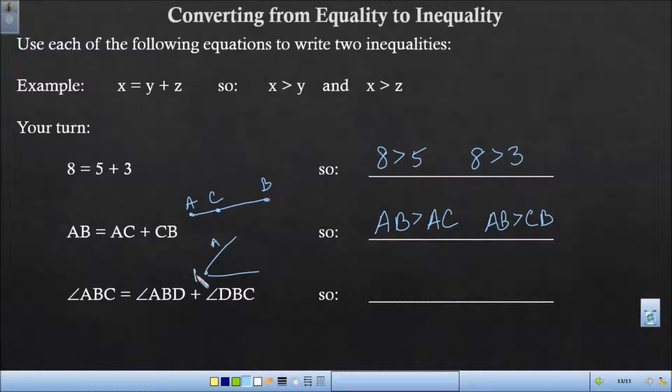We've got an angle ABC with the line segment BD going through the middle. And now we know that angle ABC is greater than either ABD or DBC.